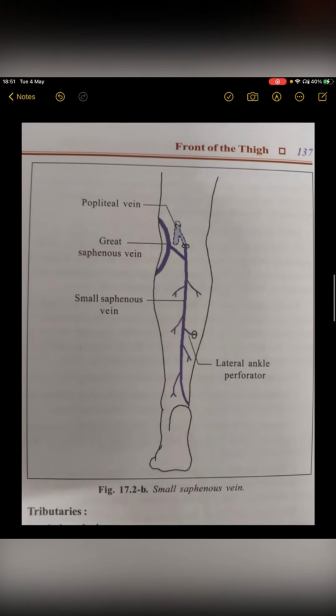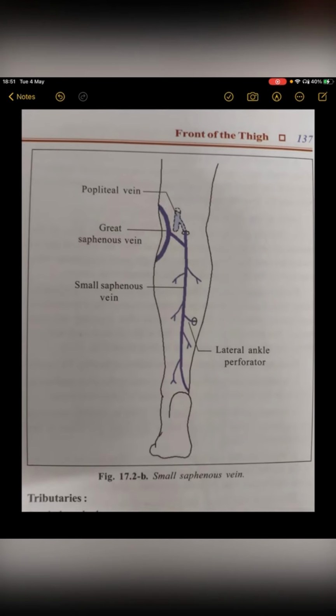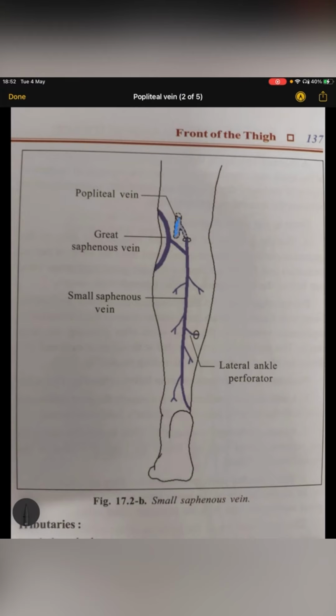This small saphenous vein is a tributary of our popliteal vein. The short saphenous vein drains the cutaneous part of the posterior aspect of our leg, and on its lateral side it is accompanied by the sural nerve, which is again a cutaneous nerve of our leg.